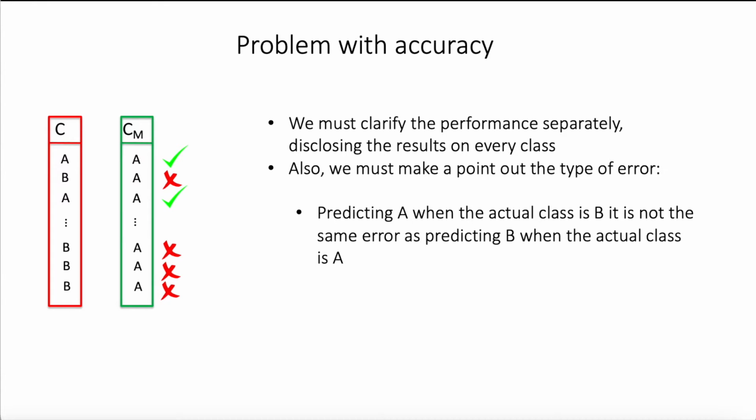For example, when the model predicts A and the actual class is B, it's not the same as predicting B when the actual class is A. Those are different types of error.